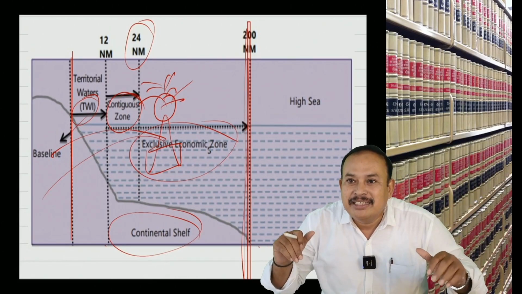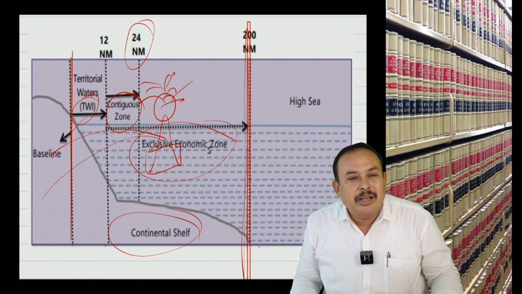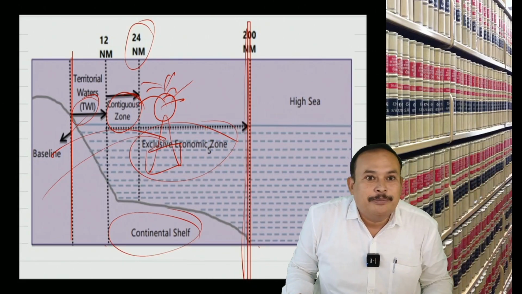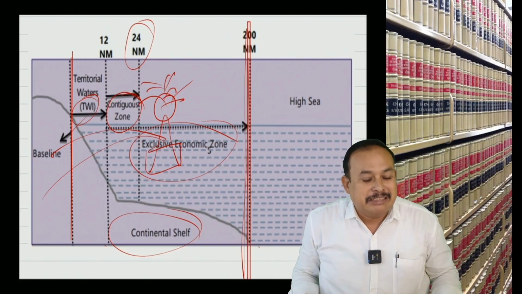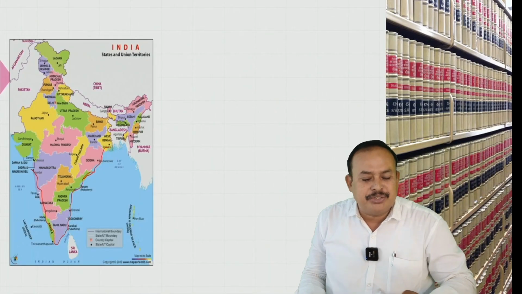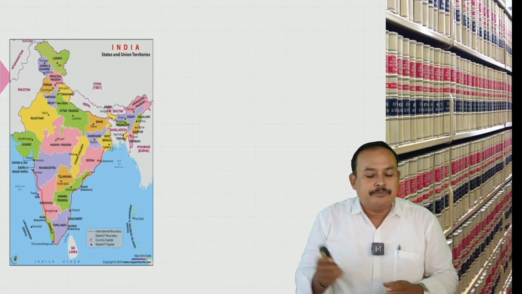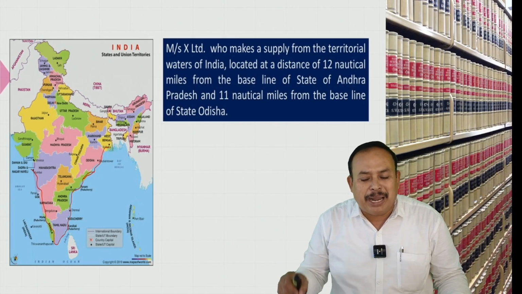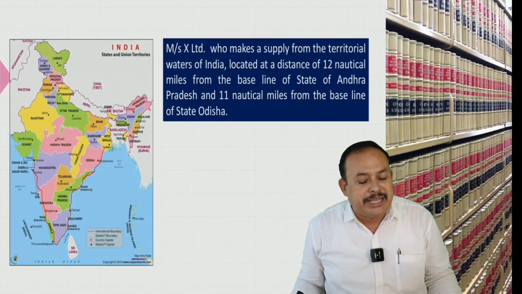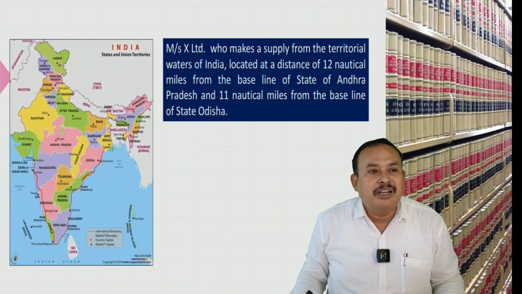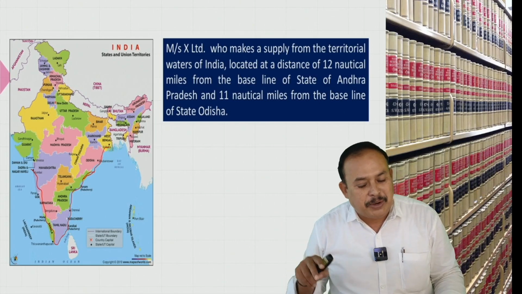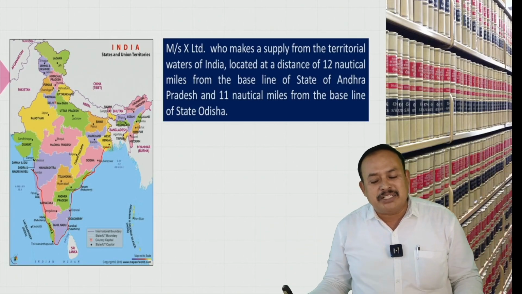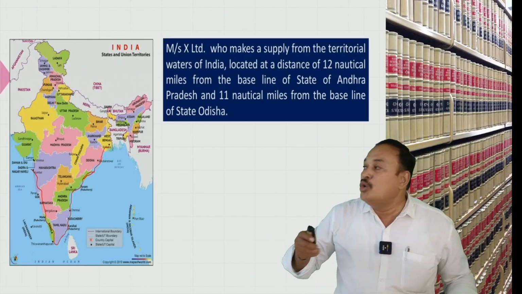My oil rig is where? In the Bay of Bengal. My coastal areas: this side Odisha, this side Andhra Pradesh, that side Tamil Nadu. In which state do I have to register? There is an explanation to this given case. Look here. With an example, X Limited makes a supply from the tidal waters of India, located at a distance of 12 nautical miles from the baseline of the state of Andhra Pradesh and 11 nautical miles from the baseline of the state of Odisha. So look on the screen.